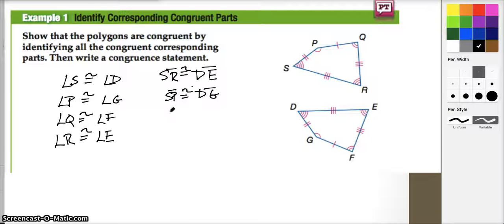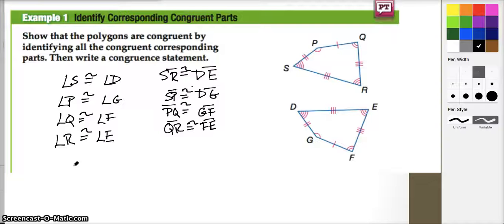All right. Segment PQ is congruent to segment GF. And segment, let's see, I've got one more left. How about QR? That segment, QR, is congruent to segment FE. And so we have our list of congruent parts of these two quadrilaterals, and now we're going to name the two quadrilaterals that are congruent.